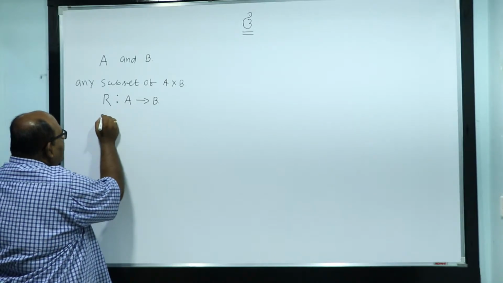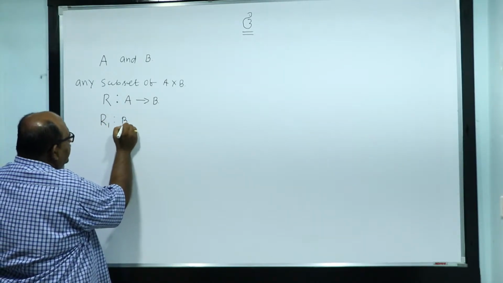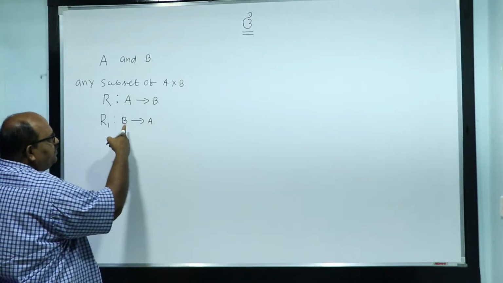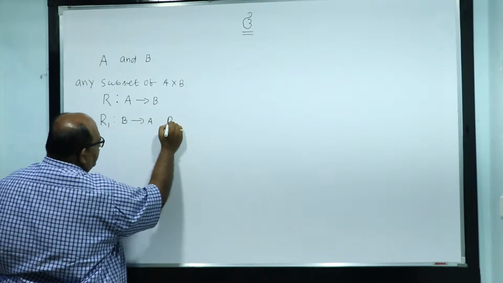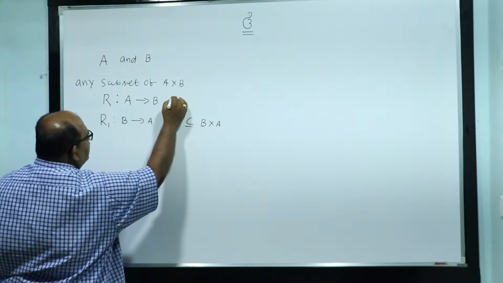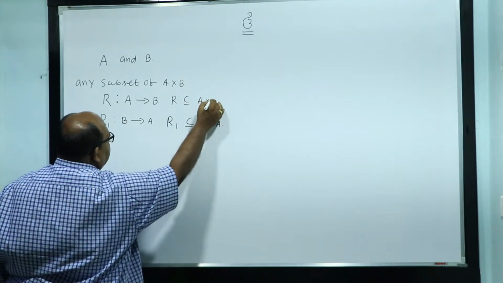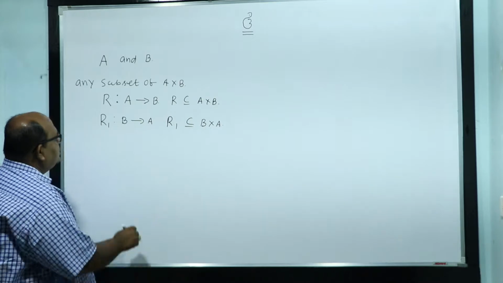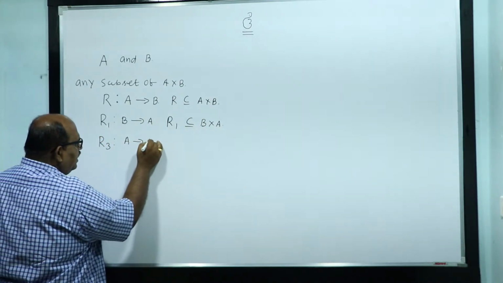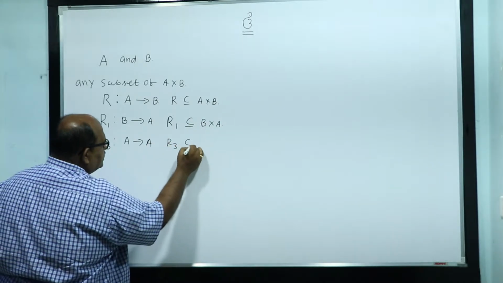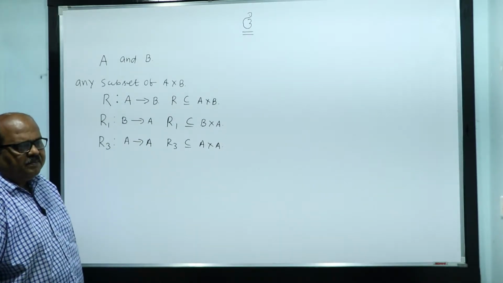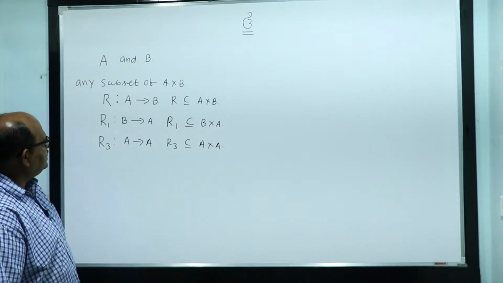Similarly, we can define a relation from B to A. That will be a subset of B × A. This relation will be a subset of B × A, and that relation will be a subset of A × B. Similarly, we can define a relation from A to A. That will be a subset of A × A. This is the basic definition of relation.